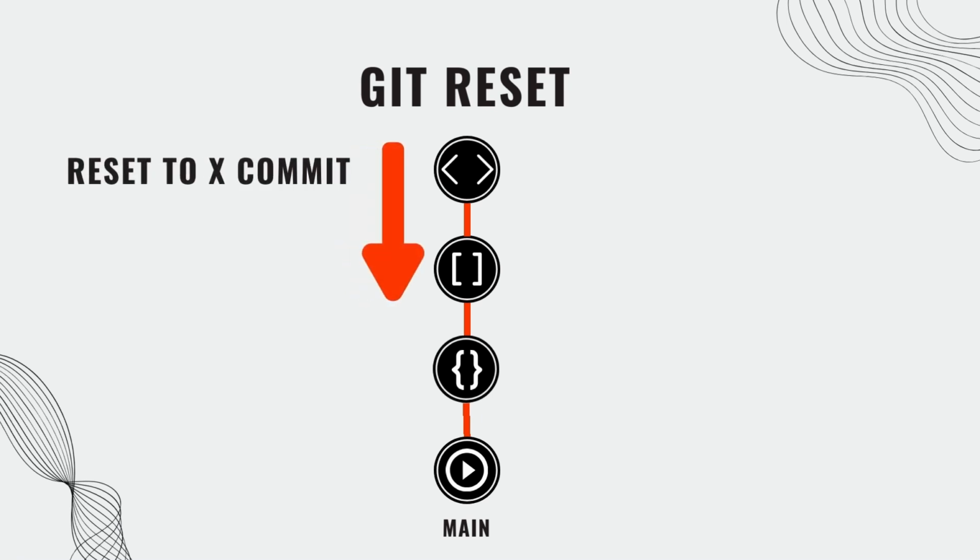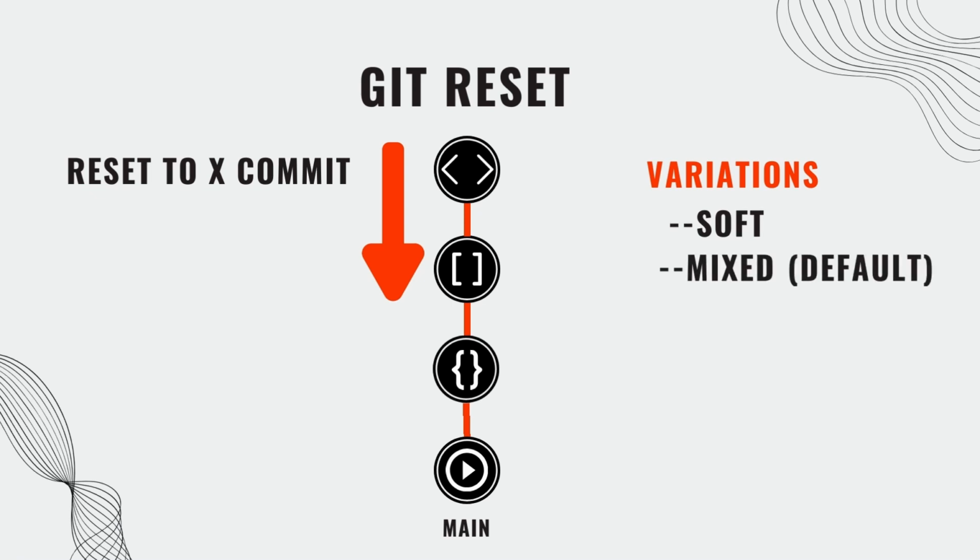Git Reset basically resets to a different commit, modifying all of the commits that were made after that commit depending on its variations. As for variations, we have the soft, which basically uncommits all those commits that were after the given commit. There is the mixed, which is the default setting, which uncommits and unstages those changes. And there is the hard, which completely deletes every commit that was made after the given commit that we want to reset to.